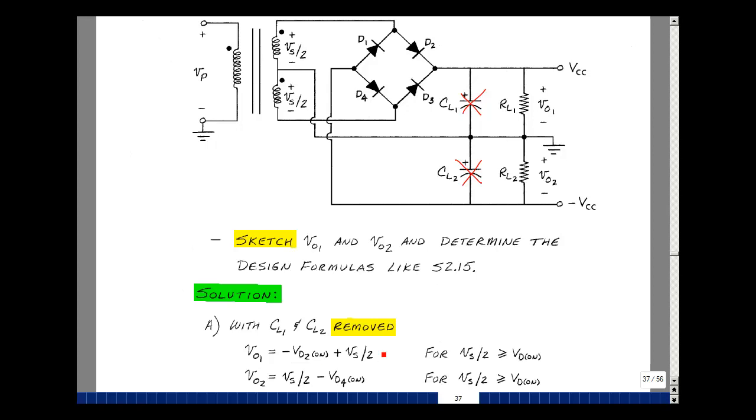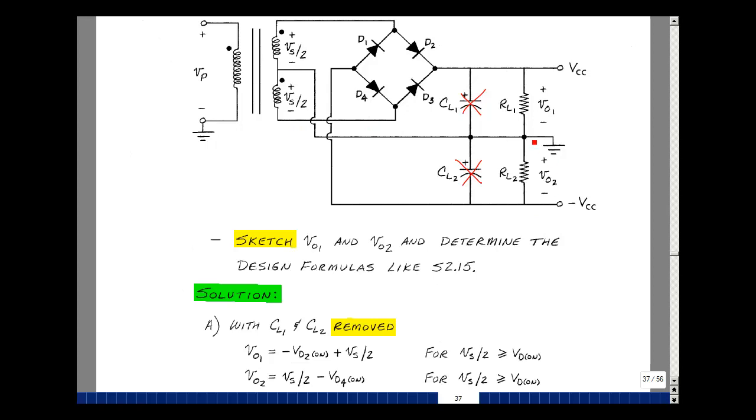If the input gets big enough, it eventually will have current flowing in this direction. And when this is going positive, it's building positive voltage at V out 1. What's happening for V out 2? Well, when this is positive, current's going to come out of here, go through here, come back through here, and then go back to where it started from through D4.